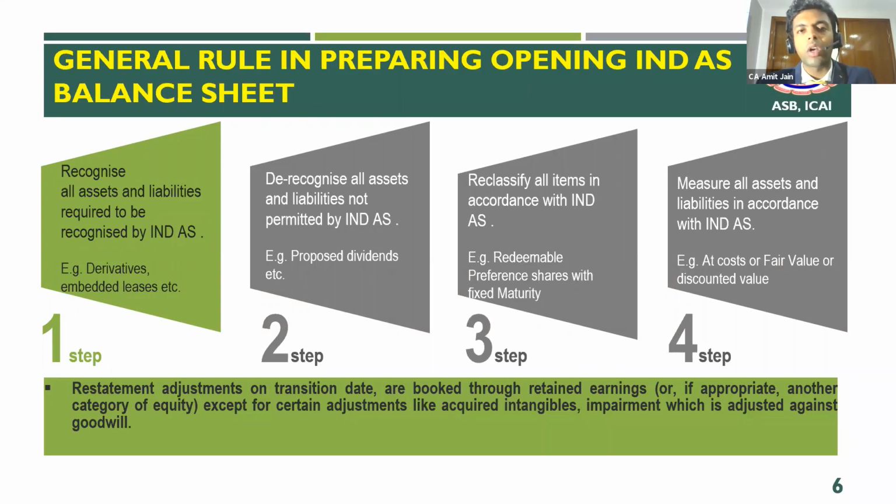So companies need to de-recognize those assets and liabilities which are not permitted to be recognized under IND-AS. For example, a proposed dividend, right? A proposed dividend needs to be recognized in the year in which it has been declared, not for the year to which it pertains, right? Those need to be de-recognized. So these are the different items which we need to identify: items which have been de-recognized by IND-AS, and which were not required to be de-recognized as per Indian GAAP.